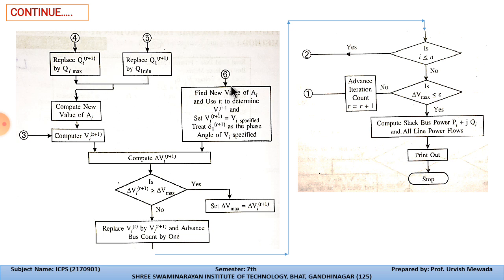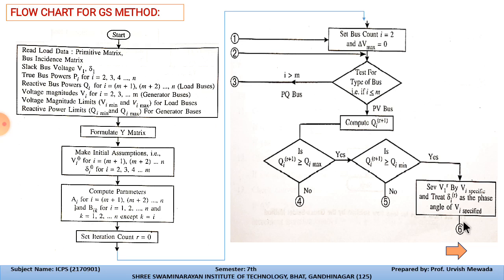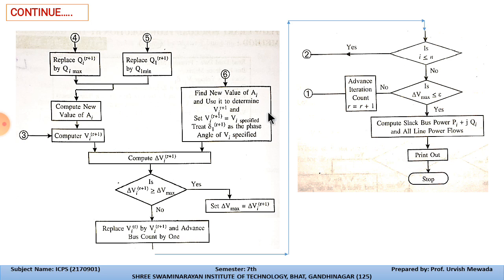And if this is coming from number 6, over here you can see that this is the 6. Whenever this condition is satisfied, once we get yes, then set Vi^r as Vi specified, and treat delta i^r as the phase angle of Vi specified. Then find the new value of Ai and use it to determine Vi^(r+1). Ultimately we are finding the number of iterations until we get a similar value of delta V max to delta V minimum. Then treat delta i^(r+1) as the phase angle of Vi specified, and after this point it will follow the path that I explained.